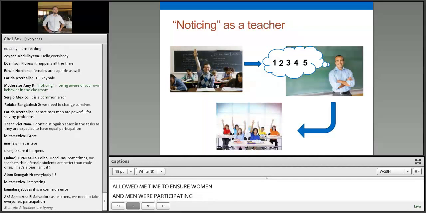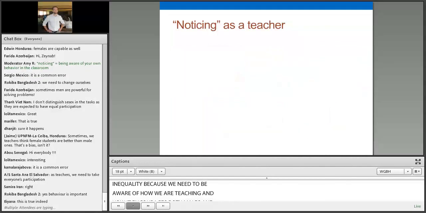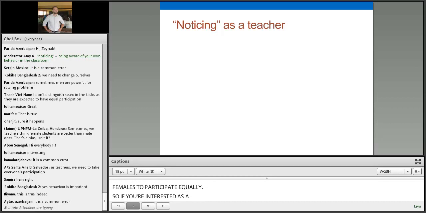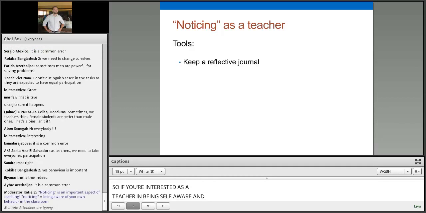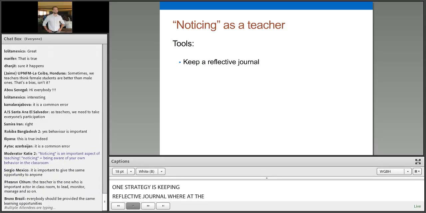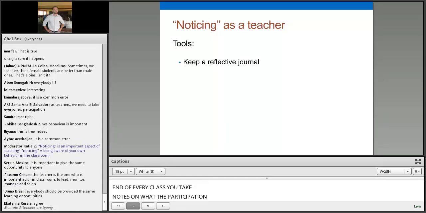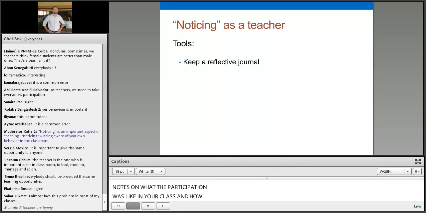This concept of noticing is very important to promoting gender equality because we need to be aware of how we are teaching and how it encourages both male and female students to participate equally. So if you're interested as a teacher in being self-aware and reflecting on how your practices promote gender equality, there are a few tools you can use. One strategy is keeping a reflective journal where at the end of every class you take notes on what the participation was like in your class and how many male or female students are participating.